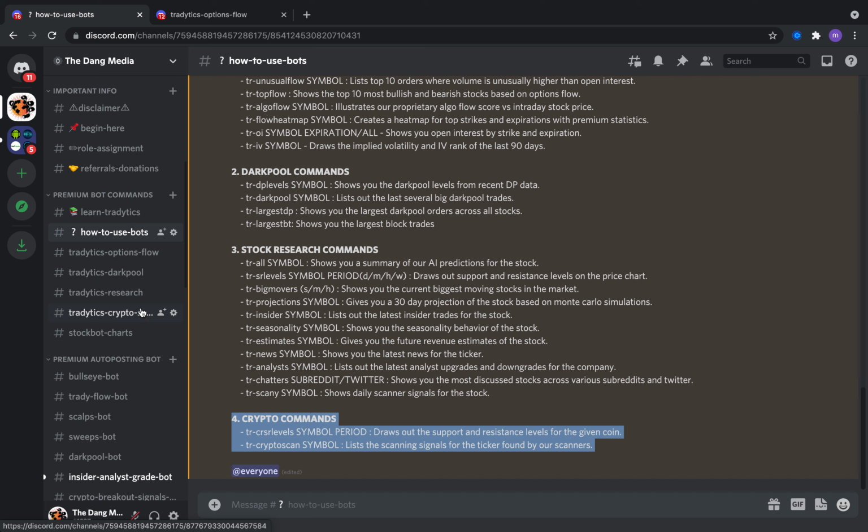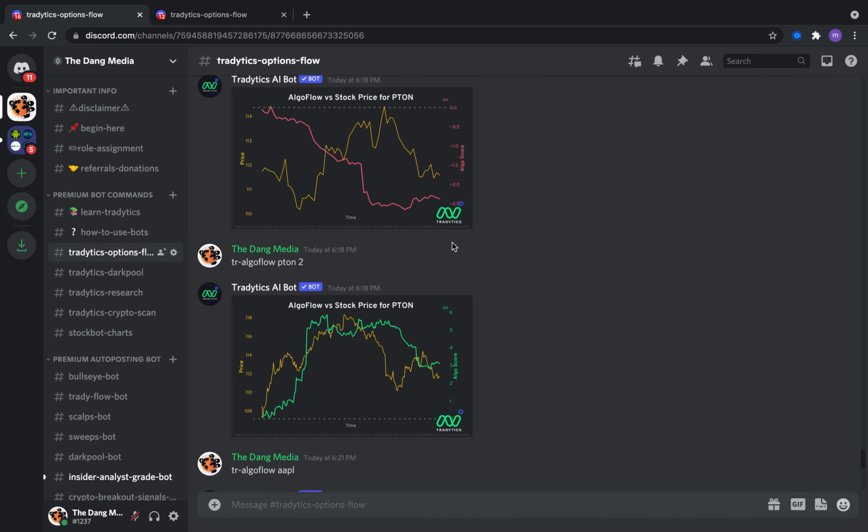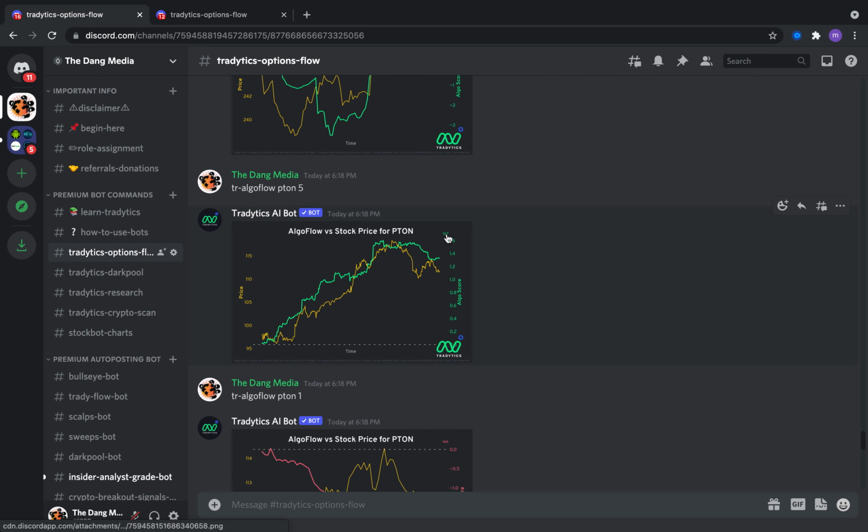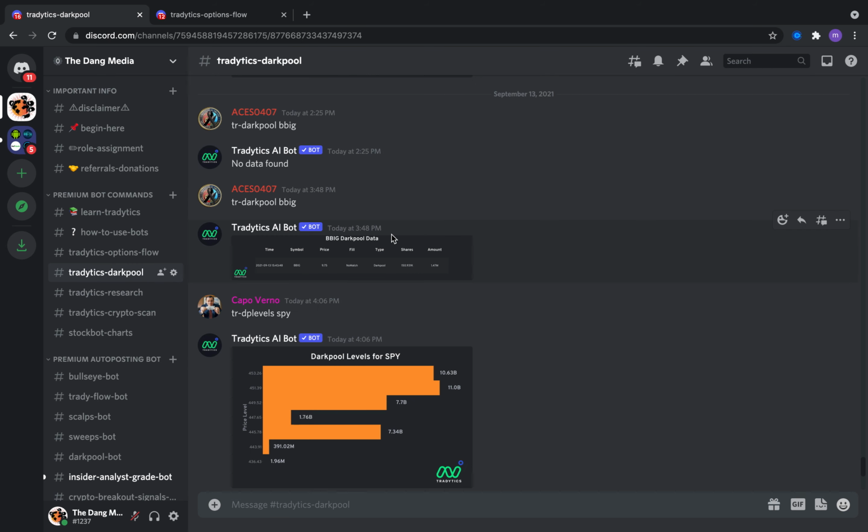And the reason for that is I just like to keep things organized. So when I go into options flow, I only see stuff about options flow. I don't want to see stuff about dark pool or crypto or research, stuff that's not related to this. I only want to see options flow when I'm in this text channel. And that goes for the dark pool channel. When you're in this channel, you only want to see dark pool stuff, and so on.